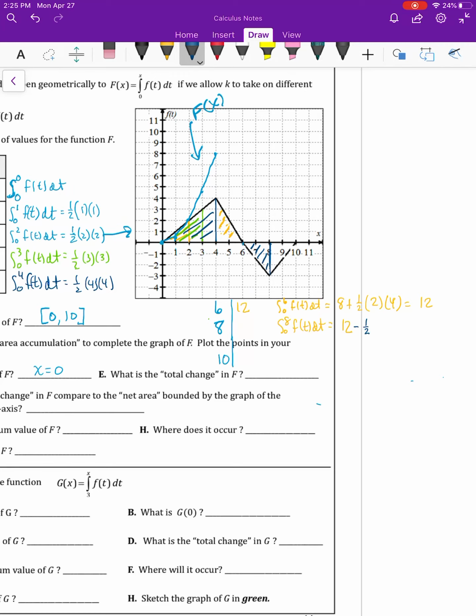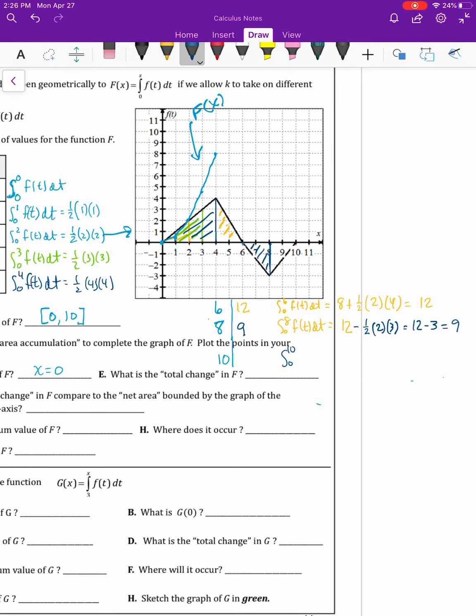So this is going to be minus 1/2, and this would be 2 and 1, 2, 3. So this would be 2 times 3. So 12 minus, this would be 3. So this is going to be 9.